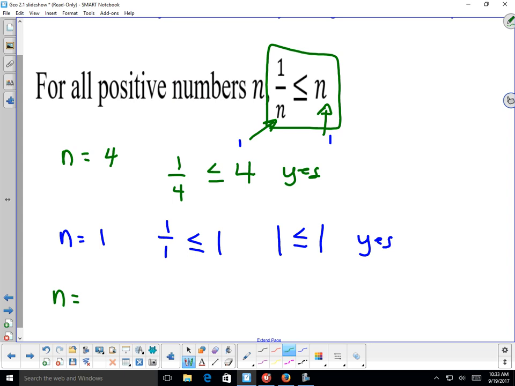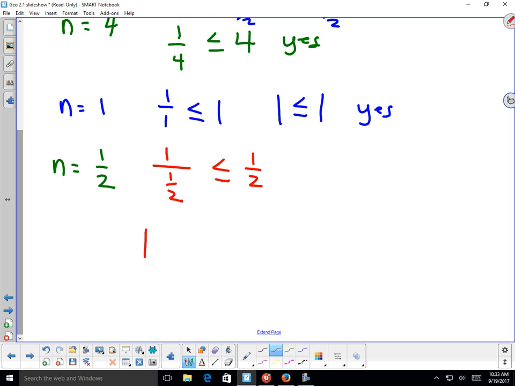So if I try n equaling 1/2, I'm going to plug in 1/2 here and 1/2 here. So I'm going to have 1 over 1/2 is less than or equal to 1/2. Is that true? Well, 1 over 1/2 is the same as 1 times 2 over 1. So that's equal to 2. And is 2 less than or equal to 1/2? Oh, that's a no. So we found a counterexample.